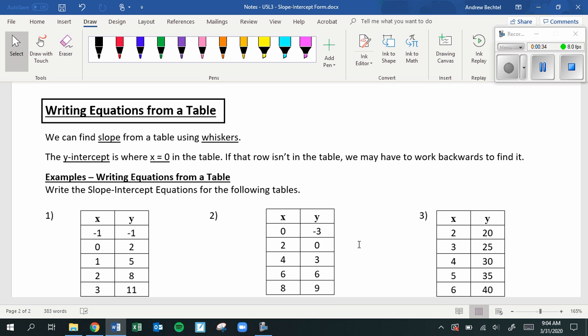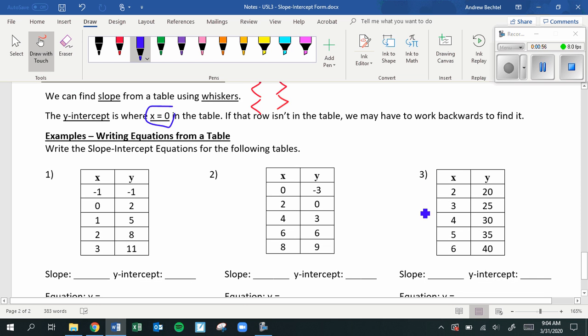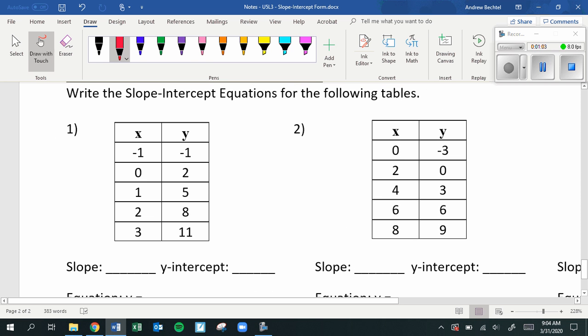We can find the slope using whiskers. That's where I draw those little triangles on both sides of the graph, both sides of the table, I mean. And then the y-intercept is where x equals 0. If that row isn't in the table, we may have to do some work to find it, but most of the time we'll be able to see that. Let's start with slope for this table in number 1, and then we'll find the y-intercept, and we'll write our equation. We look at the change in the x.